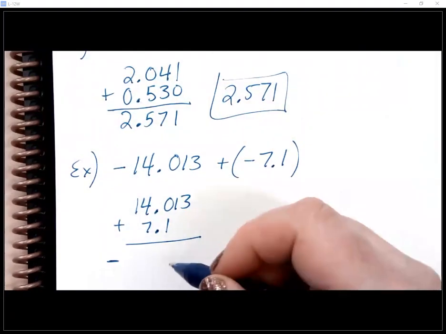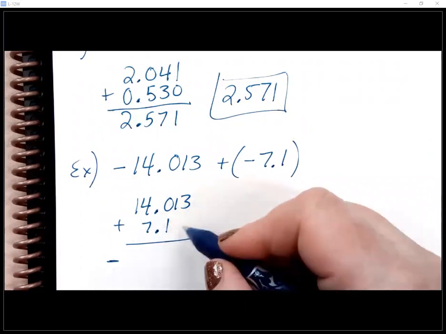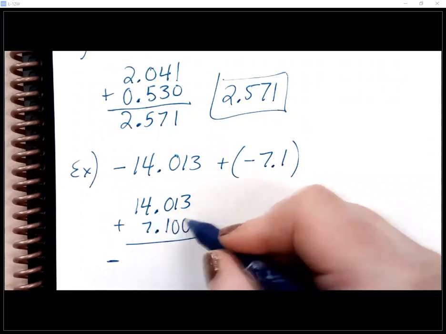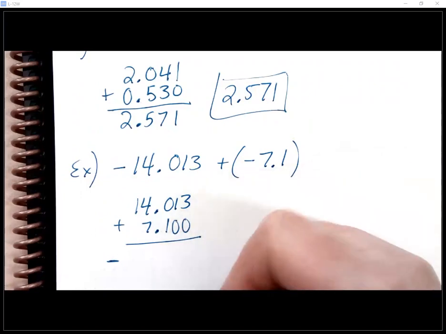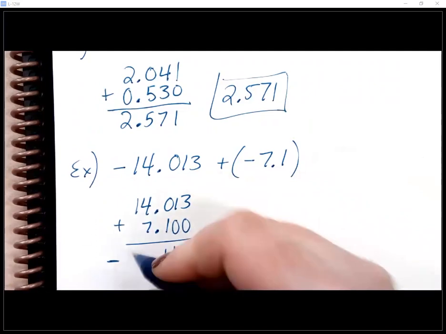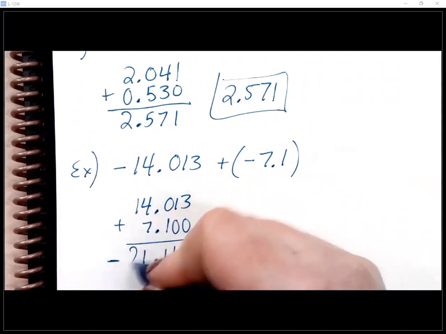All right, now I come in here and I'm like, ooh, look, I'm going to put in 2 zeros so that I can line them up. And then I'm just adding straight down. 3, 1, 1. That's 11. There we have it.